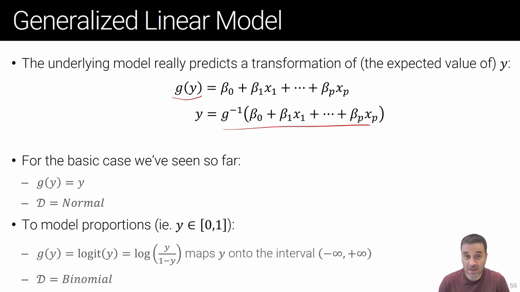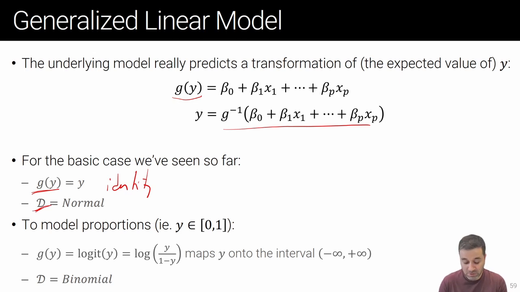And so for the basic case, the general linear models we've seen so far, what do we have? Well, the distribution is, again, normal. We've been assuming a normal or Gaussian distribution. That's fine. And what about the link function? It's just the identity, what we call the identity link. This means that g of y is y. So in reality, we're still modeling y. There's no transformation, so to speak.